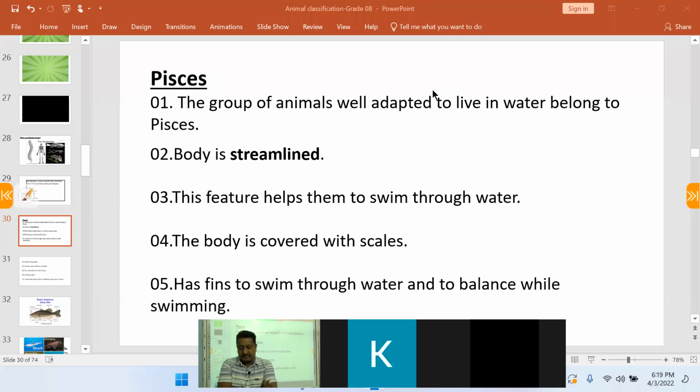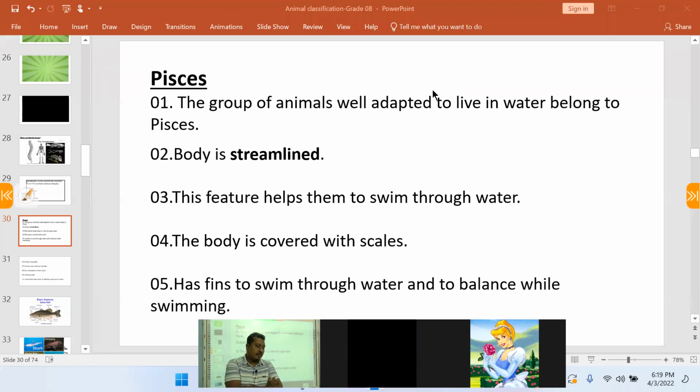In the water. In the ocean. That's right. So pisces or the fish are the first vertebrate group that originated on earth, the oldest vertebrate group. They are all adapted to live in water. They can't live without water.